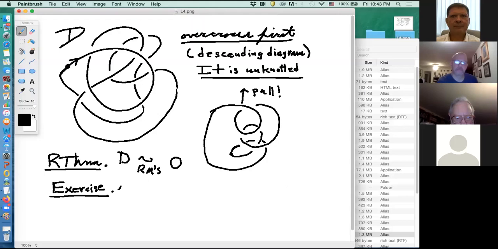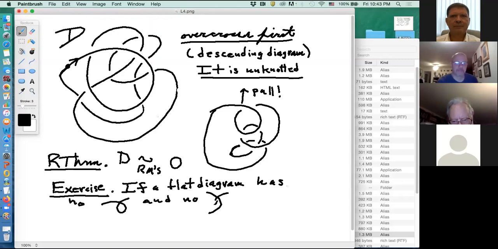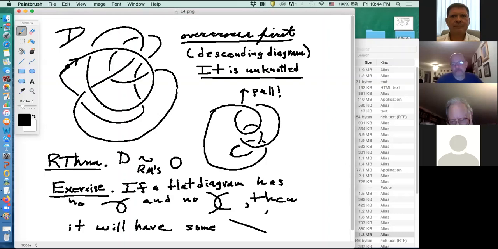But it'll make it easier for you to prove it too. If a flat diagram has no curls, then it will have some triangles. And the hint?